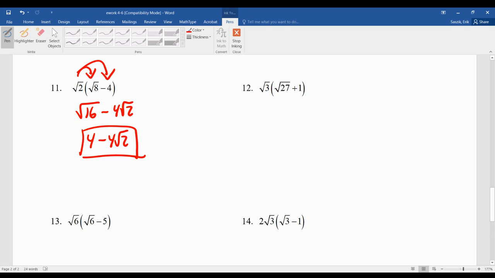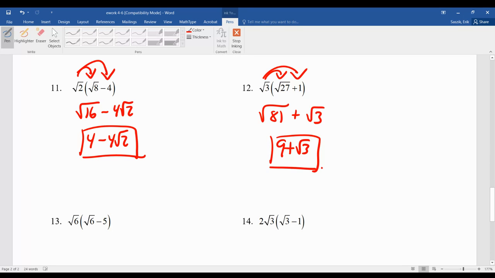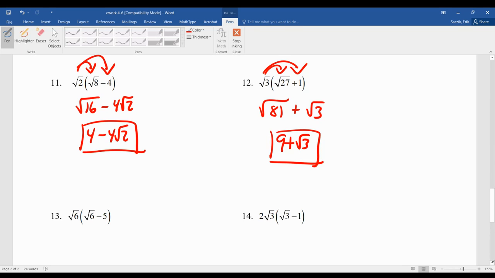Okay? If you want to try this next one, it's kind of the same thing. Distribute. Root 3 times root 27, that's root 81. Remember, there's invisible 1 in front here. 1 times, so you get 1 root 3, but you don't write the 1. Square root of 81 is just 9. So we're actually done there.